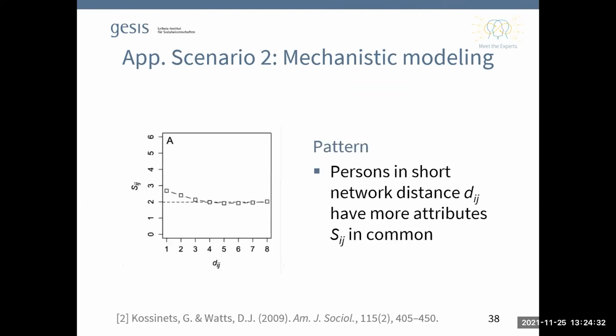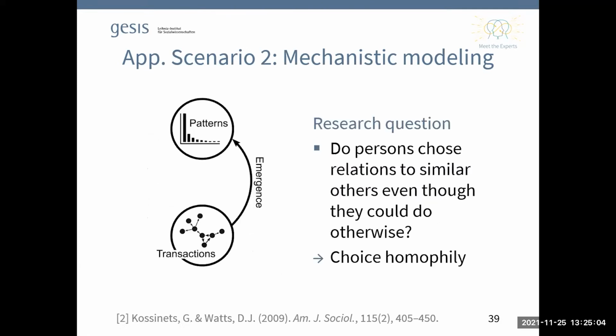And the pattern that they find is that persons at a short network distance D, in this case direct neighbors, have more attributes in common. So almost 3 if you're a direct neighbor, than if you have a network distance of 4, they have an average of 2 attributes in common. This is a pattern that they set out to explain mechanistically.